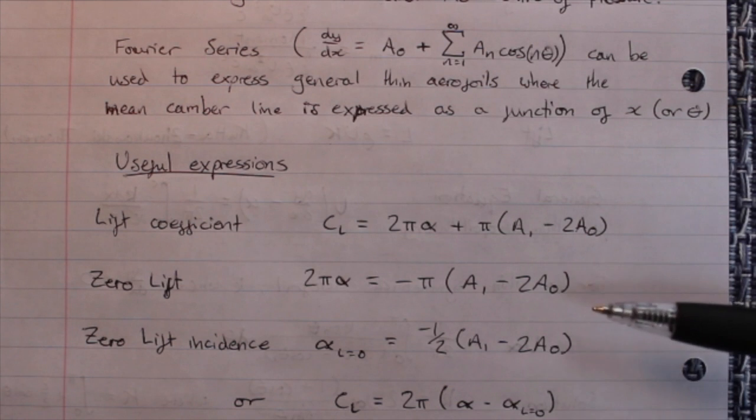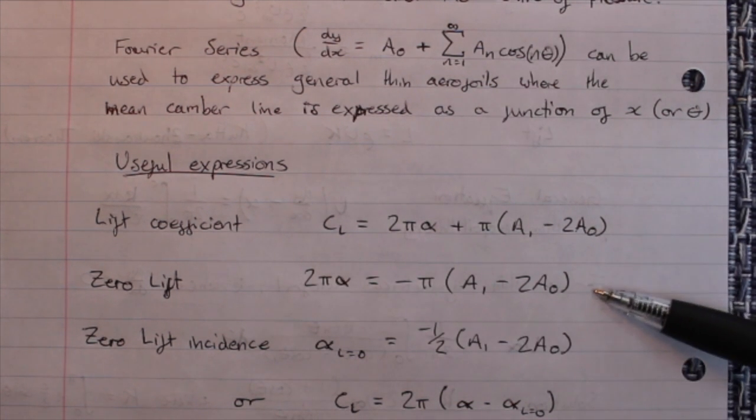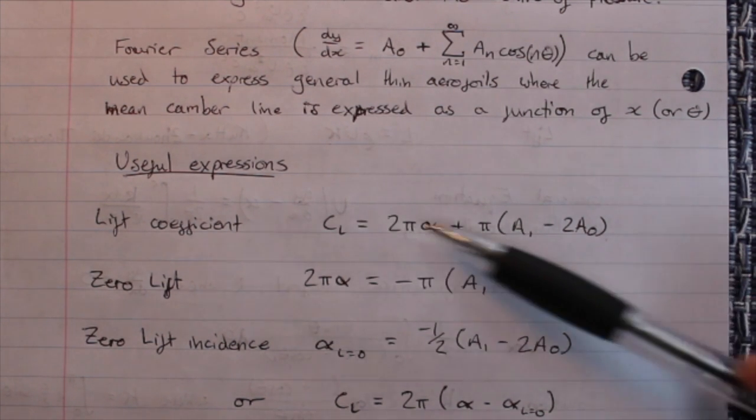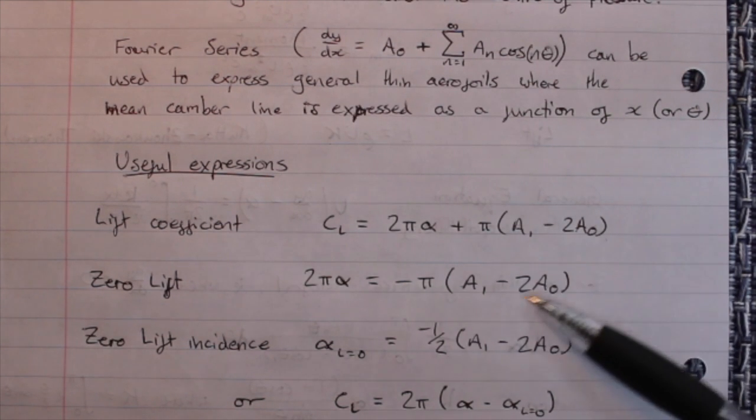This next equation is the 0 lift equation, so essentially it's a rearranged version of this, which can be assumed at the point where lift is 0, therefore CL is 0. So you take CL out of the equation and move this section of the equation over to the opposite side.